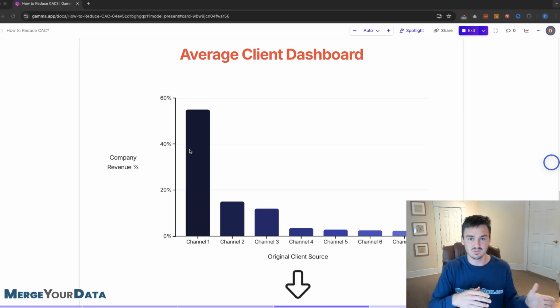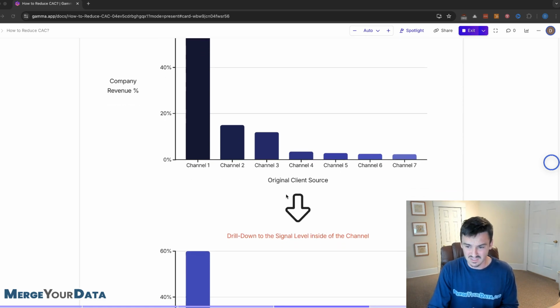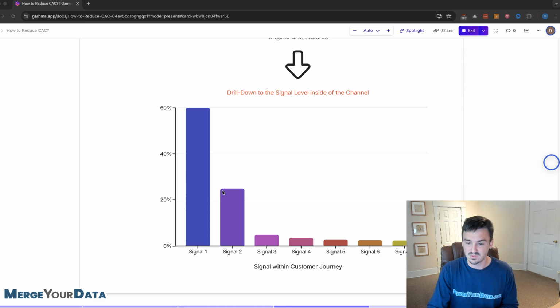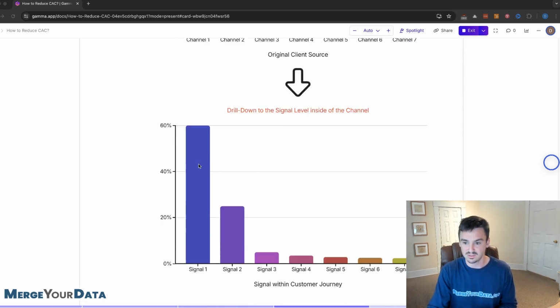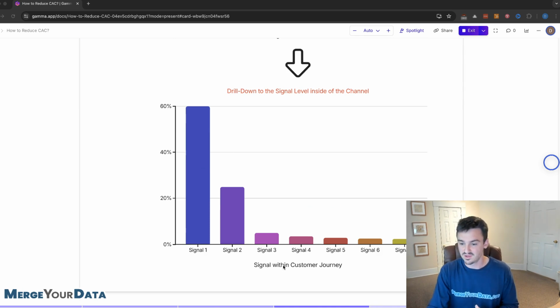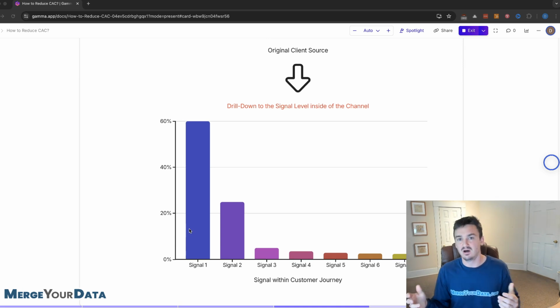Then you want to see why it's working and see if you can reverse engineer it so that when you experiment with other channels or you want to add focus to another area, you can try to replicate what has already worked. And then if we drill down, this is typically what we see. We'll drill down into channel 1 here, and then we'll look at the specific signals within the customer journey here, signal 1, 2, 3, 4, 5, 6, 7. And you'll see signal 1 has an outsized percentage of revenue. So obviously this signal is one that we should be focusing on.